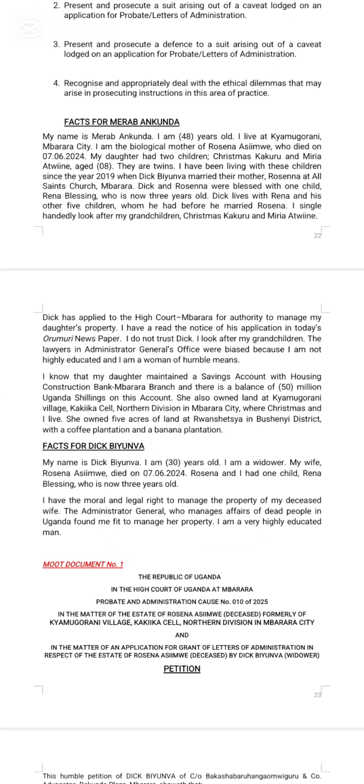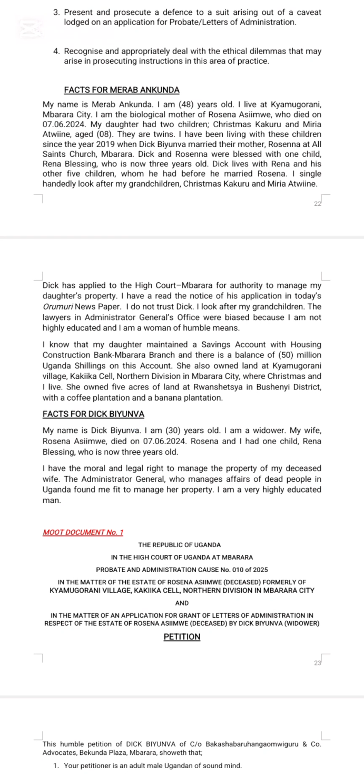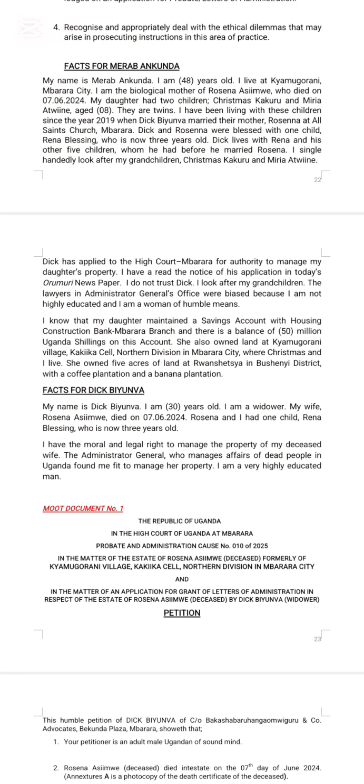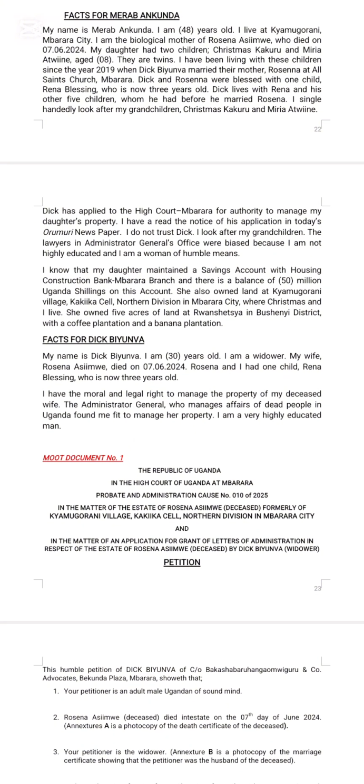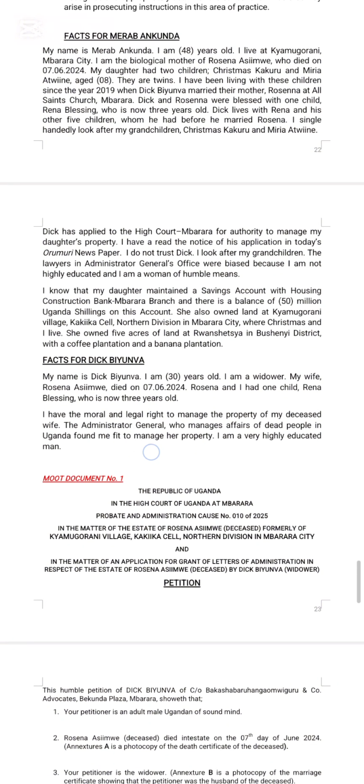So my name is Merab Ankunda. I'm 48 years old. I live at Chamuragan in Barra City. I'm the biological mother of Asimwe, who died on 7th. My daughter had 2 children, and Maria Twine. They are twins. I have been living with these children since the year 2019, when Dick Uyumba married their mother. Dick and Rosina were blessed with 1 child, Rena Blessing, who is now 3 years old. Dick lives with Rena and his other 5 children.